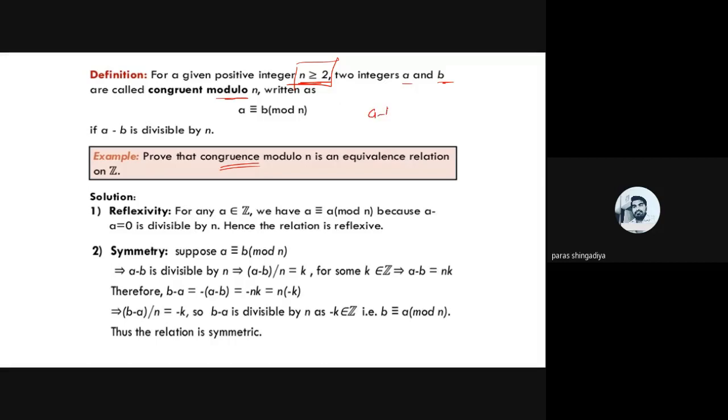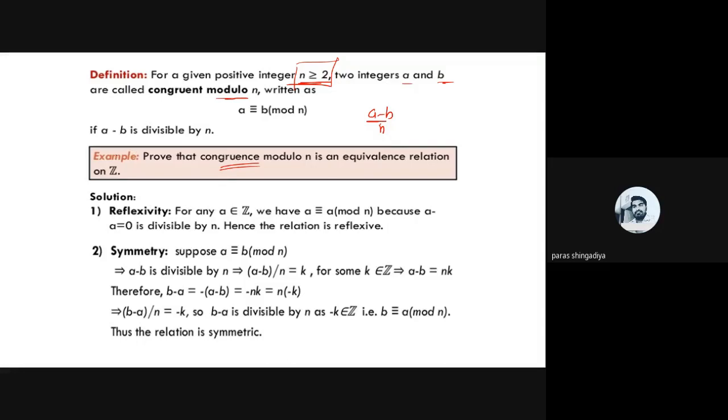If a minus b is divisible by n. A minus b, the difference, should be divisible by n. Clear? So therefore we can say that it is congruent modulo n. And here one example is given: to prove that congruence modulo n is an equivalence relation.